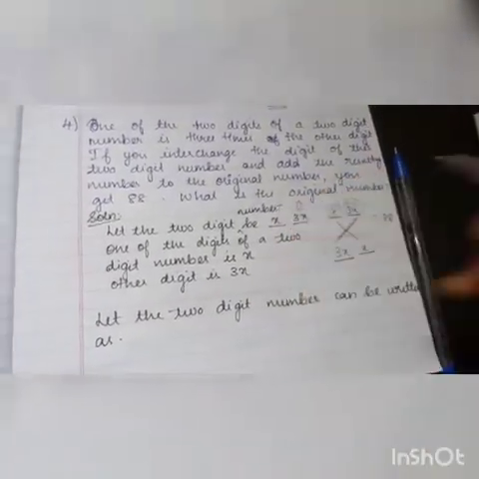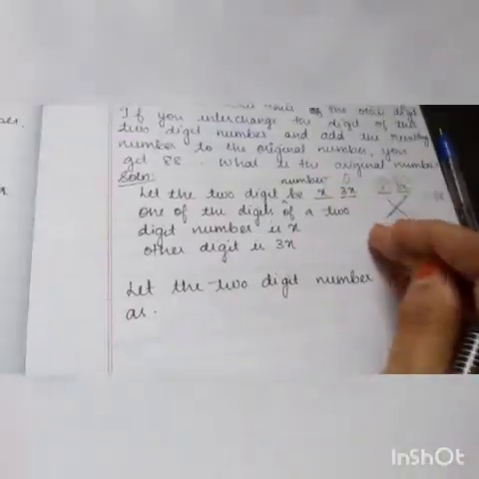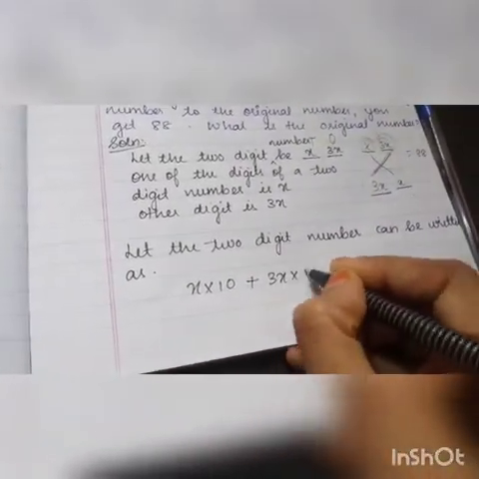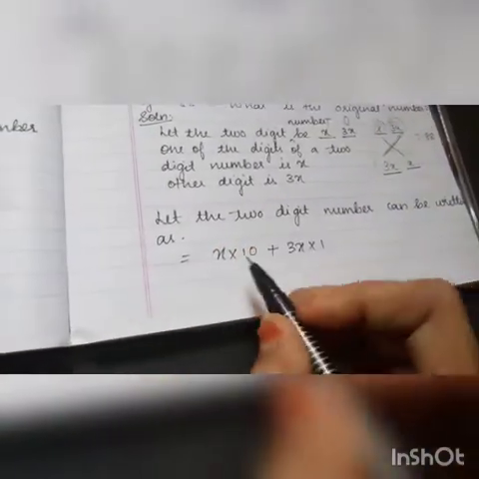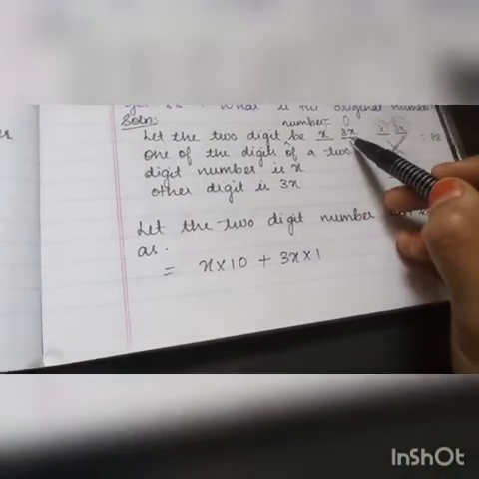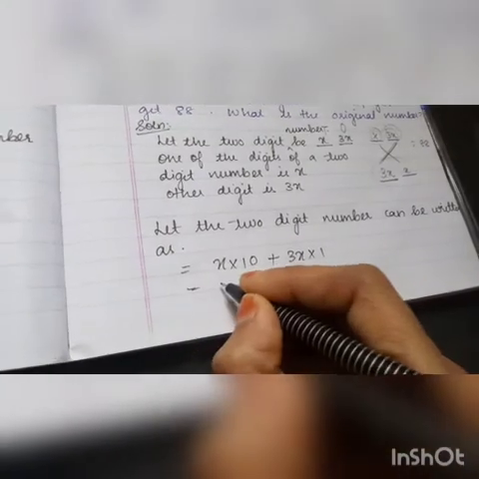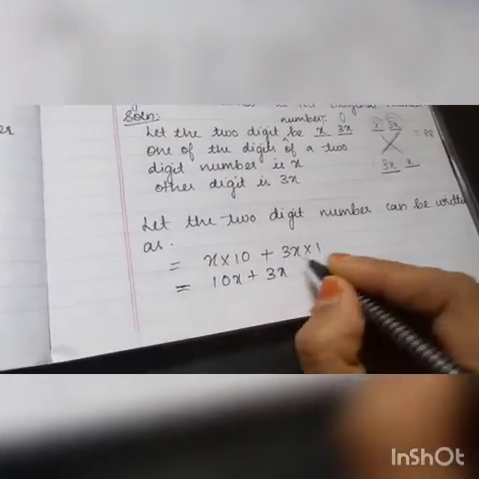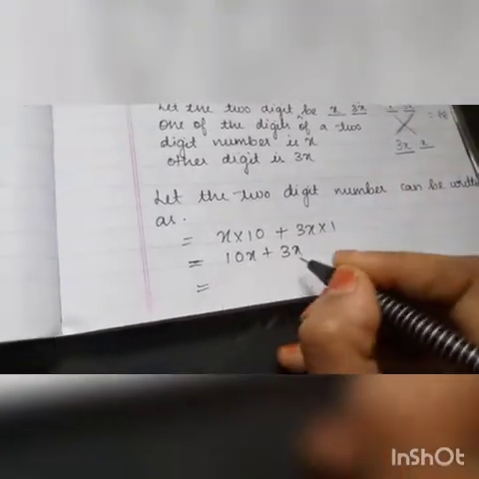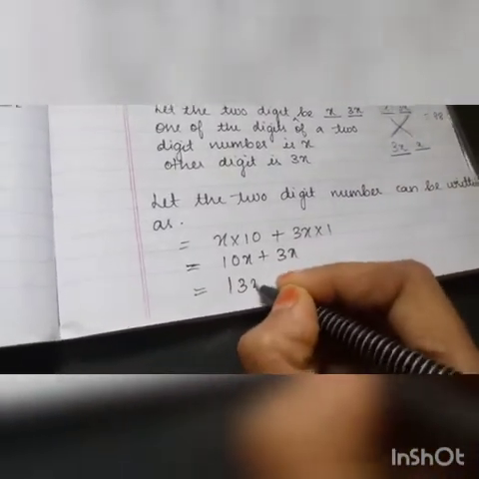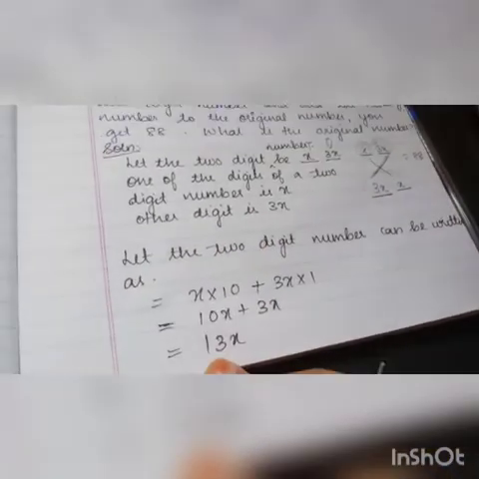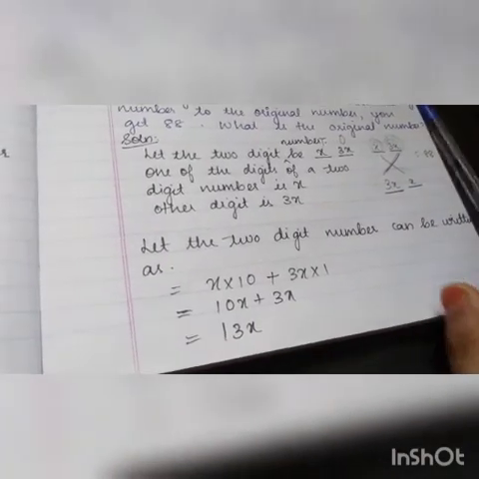How will you write? Here listen, this is in 1's place, this is in 10's place, right? How will you write this 2-digit number? x into 10 plus 3x into 1. x into 10, 10x, plus 3x into 1, 3x. So 10x plus 3x, 13x. So we write this 2-digit number as 13x. Okay. Now we are going to interchange this 2-digit number.